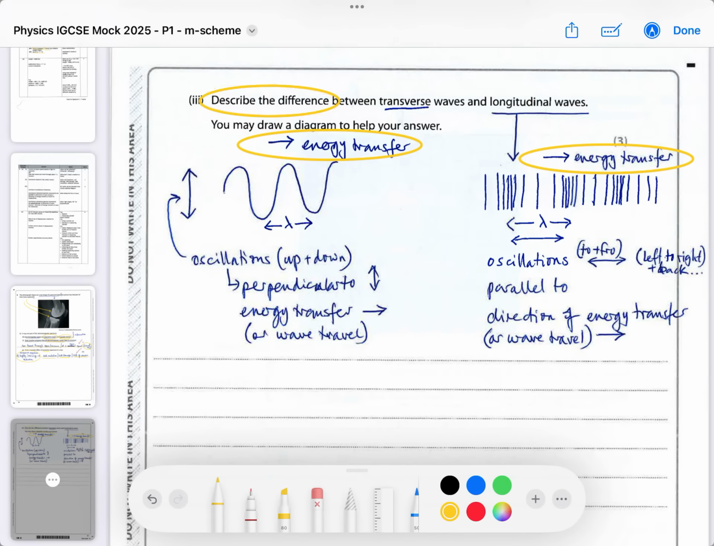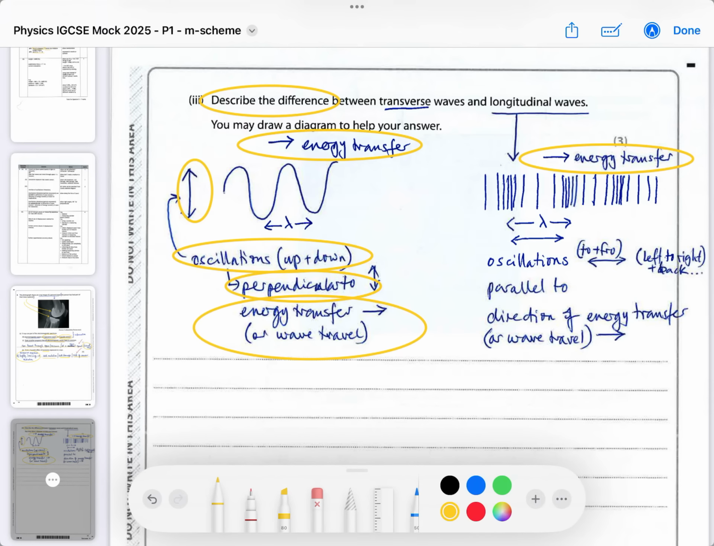Okay, so what's the difference? Well, transverse waves vibrate up and down if the energy transfer is going to the right. So the vibrations or oscillations are at right angles or perpendicular to, so you get a mark for perpendicular to, the direction of energy transfer or wave travel. So that's the level of detail you've got to put in. So the diagram is just helping you, right?